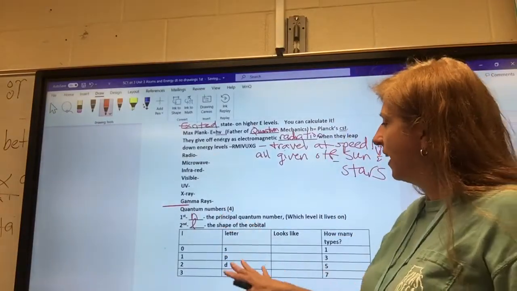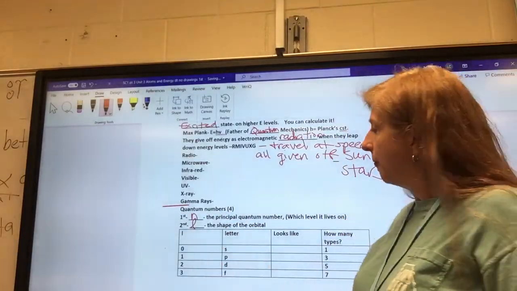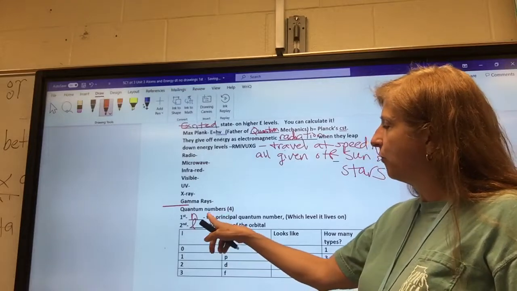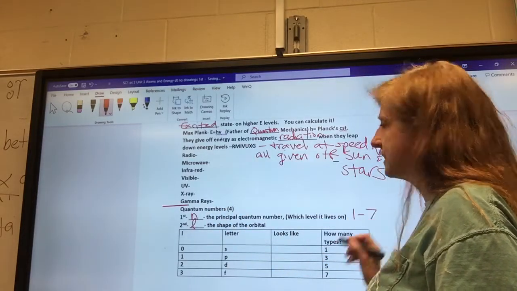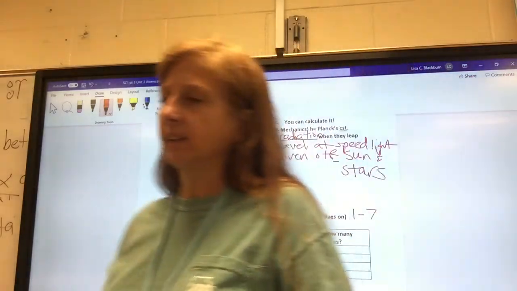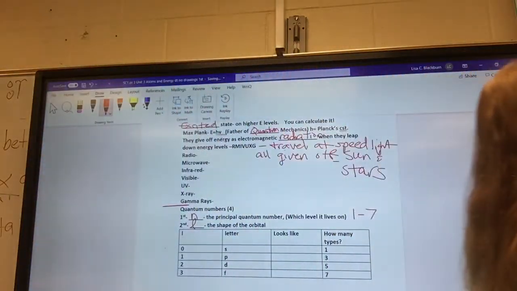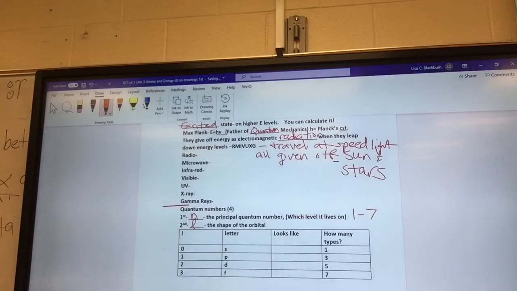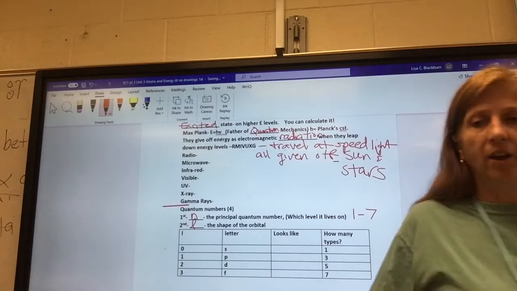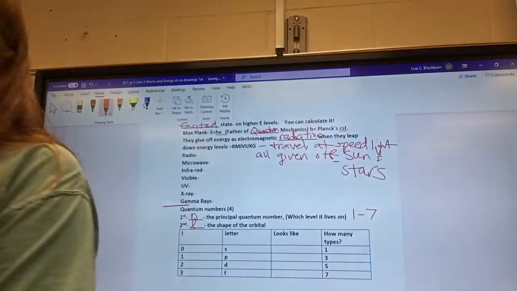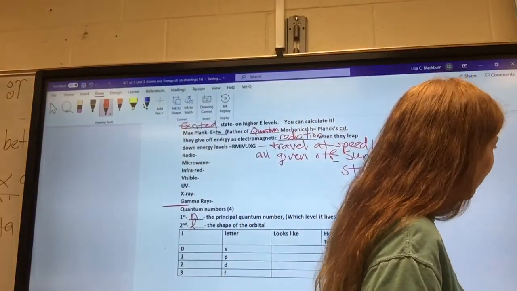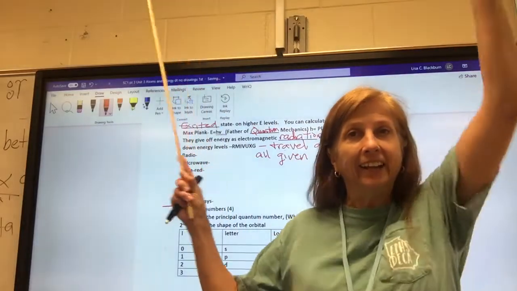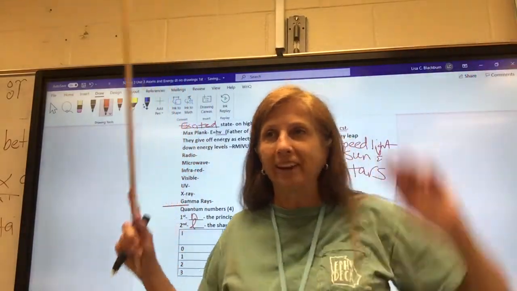All right. So these are the L quantum numbers. For the first one, the levels they can live on go 1 to 7. So now I'm going to pull down my periodic table. You will notice on the periodic table how many lines there are: 1, 2, 3, 4, 5, 6, 7. Is it all coming together?